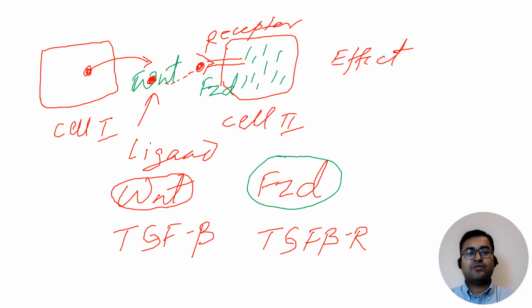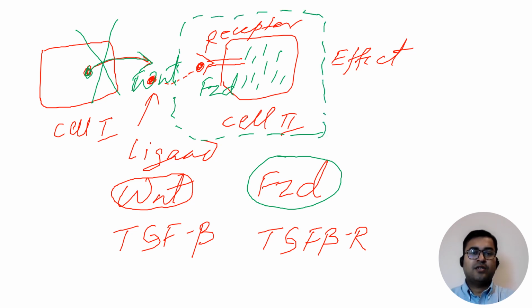Another thing to notice is that most of the time when you are studying in your textbook, generally we don't discuss much about this cell 1, what I mean is the cell which is producing or secreting the ligand. We do not discuss much about this cell 1. Most of our focus is on this cell 2.